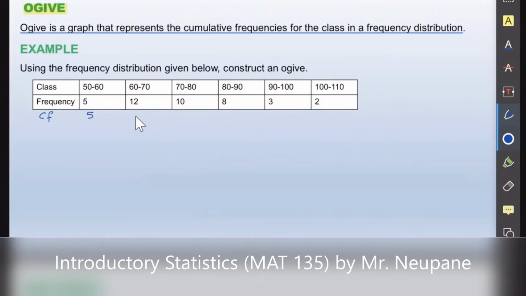Anybody can speak, it's okay. 5 plus 12, which is 17. Okay, 17 plus 10? 27. 27 plus 8. How much is that? 35. 35, very good. And then 35 plus 3. 38. And then 38 plus 2. 40. See, we are doing a little math. We are starting with the addition. It will be fun, okay?